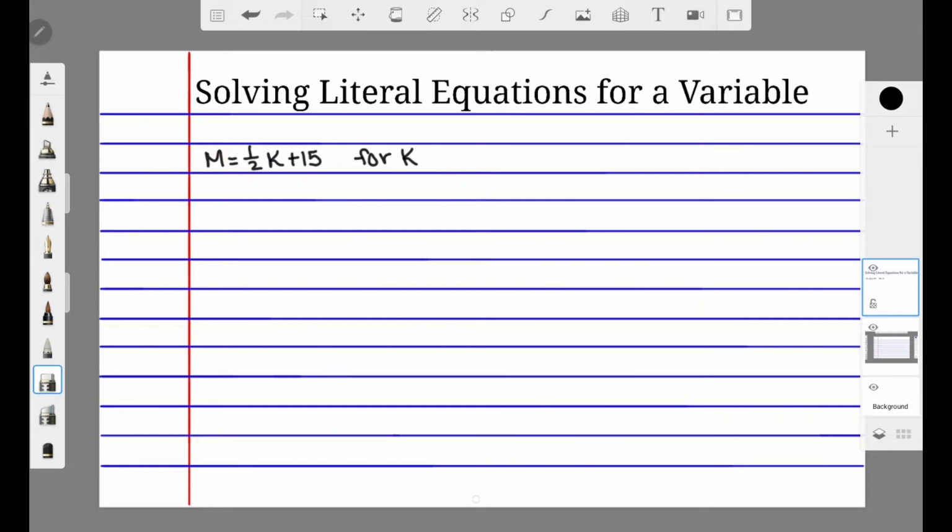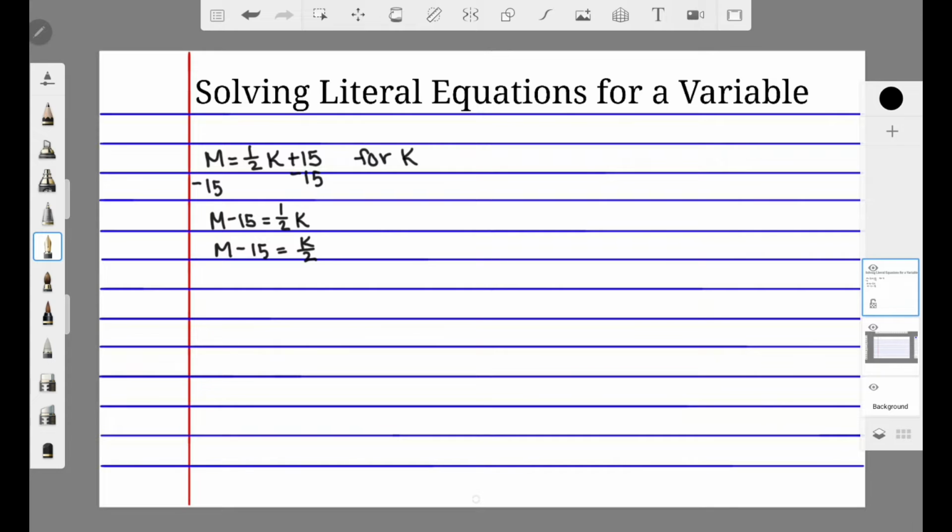Alright, let's look at another literal equation. We have m is equal to half k plus 15. Now let's solve for k. Alright, we need to isolate k, so we are going to subtract 15 on either side. So m minus 15, remember you can't further solve this because they aren't like terms, equals half k. And like I explained in the last video, half k is basically k over 2.